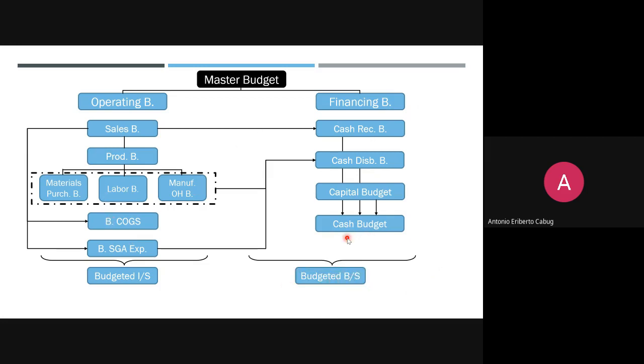By the way, sa cash budget, it will be visible whether you have to borrow, or invest excess cash, or borrow because of deficiency. So, posibleng may interest income, interest expense, which will go to your budgeted income statement. Anyway, when you have an income statement and a balance sheet, you may now prepare the budgeted statement of cash flows. Okay? So, tuloy-tuloy lang tayo sa pagpa-practice.